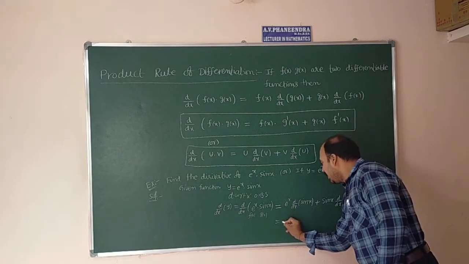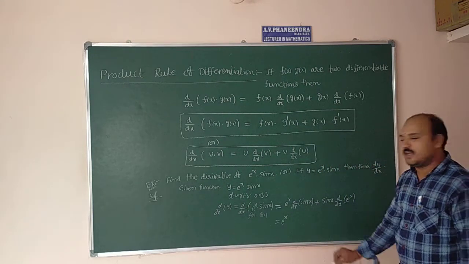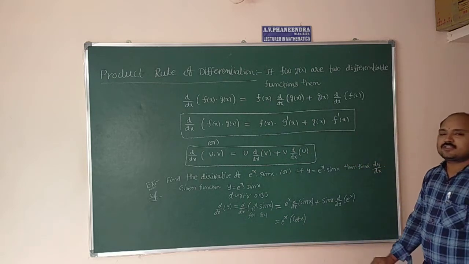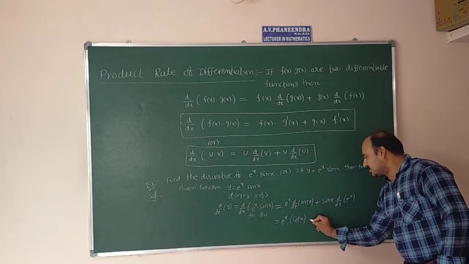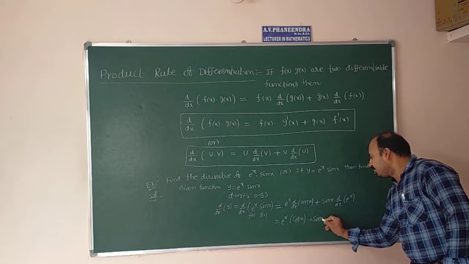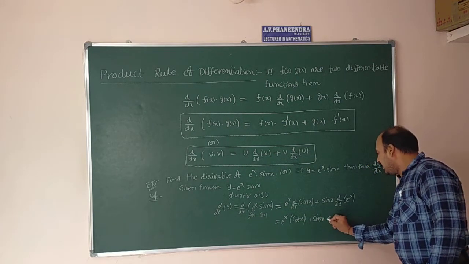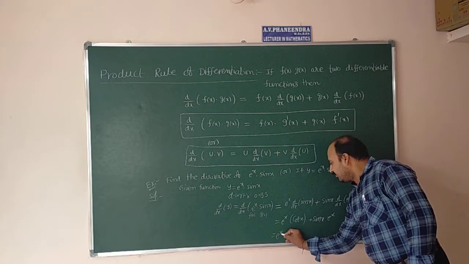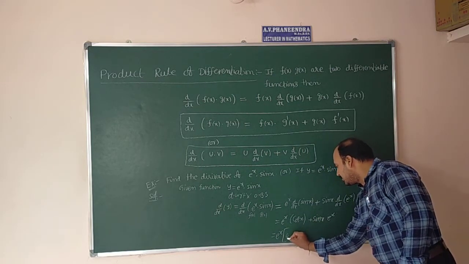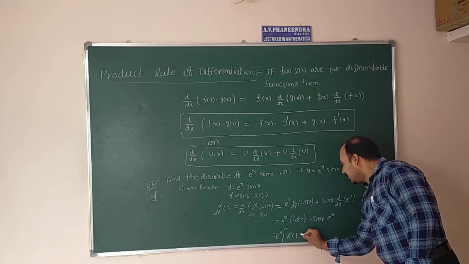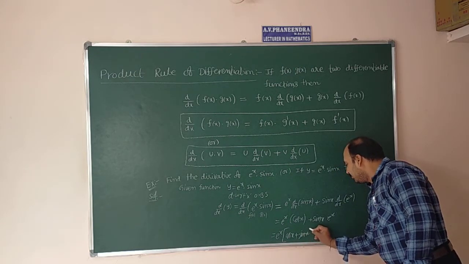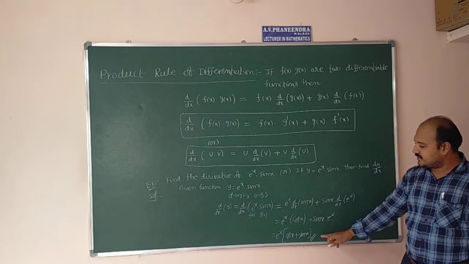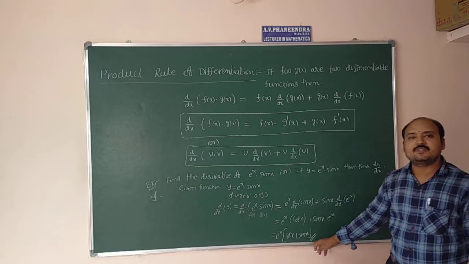So now e power x into d by dx of sin x. I already discussed the formulas in the last class. So e power x into d by dx of sin x, which is cos x, plus sin x into d by dx of e power x, which is e power x. In both the terms, take e power x common and write the rest of the terms, cos x plus sin x. Therefore, d by dx of e power x into sin x is e power x into cos x plus sin x.